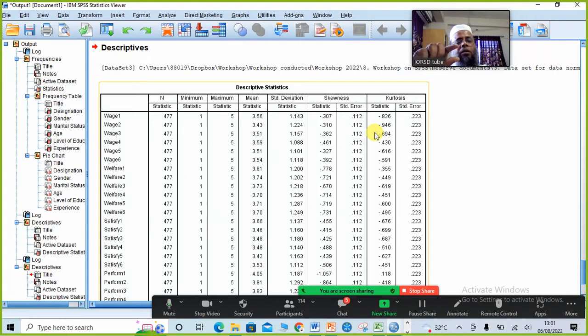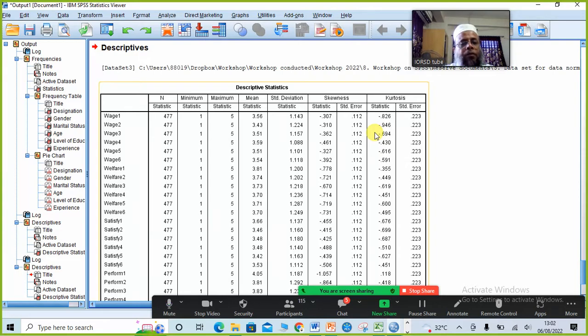If the kurtosis value is within plus minus 2, your data is normally distributed in the case of kurtosis. But according to Byrne, he recommended that if the kurtosis value is within plus minus 7, your data is normally distributed. In that case, you can go for the parametric test.